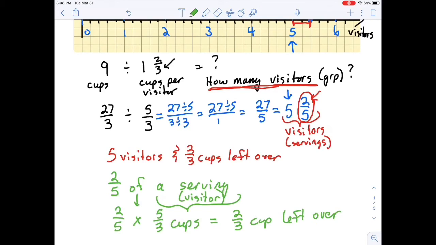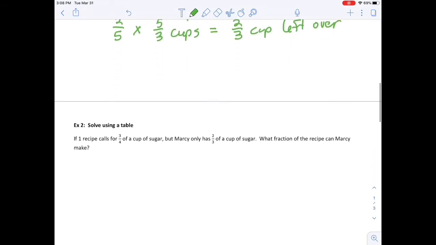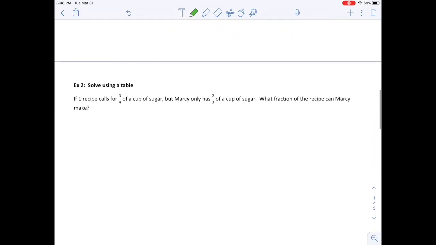Let's go to another problem. If one recipe calls for 3/4 of a cup of sugar, but Marcy only has 2/3 of a cup of sugar, what fraction of the recipe can Marcy make? We're going to use a different strategy this time. We're going to use a table strategy, but let's think about what our problem is.